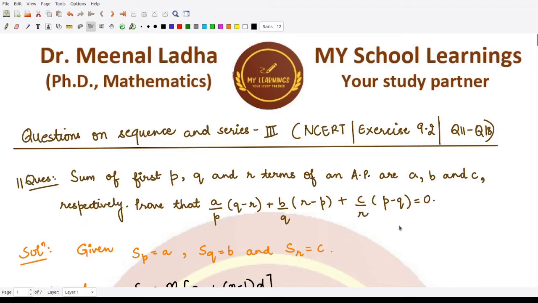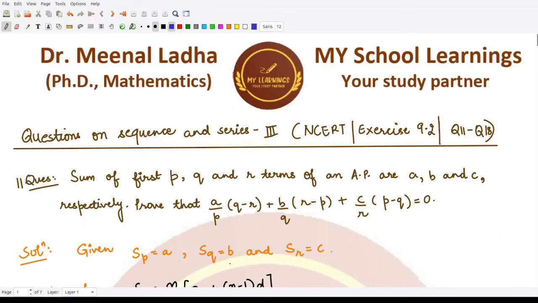In this question, it says that if the sums of the first P, Q and R terms of an AP are given to be a, b and c respectively, then we need to prove that a upon p into (q minus r) plus b upon q into (r minus p) plus c upon r into (p minus q) is equal to 0, right? This is the question here.